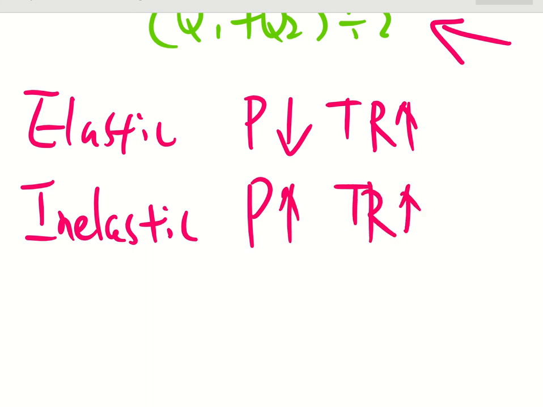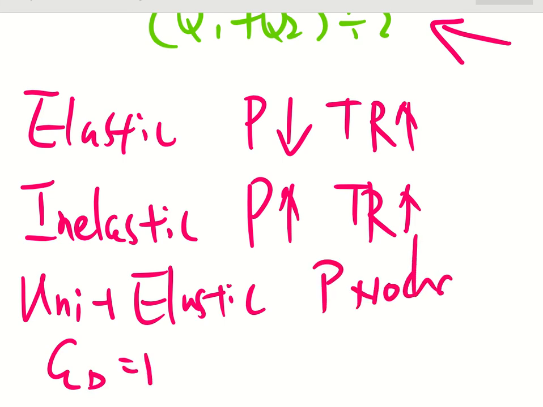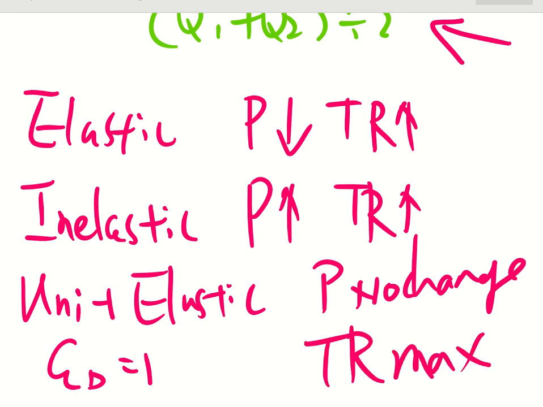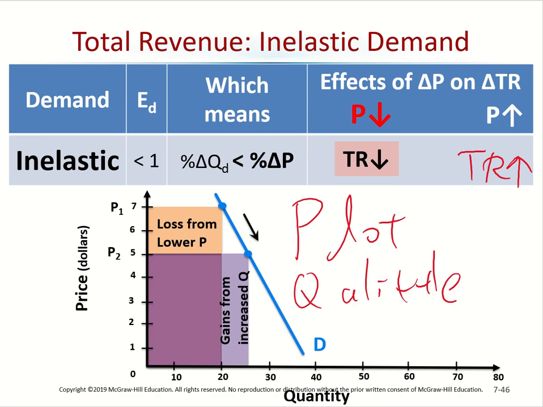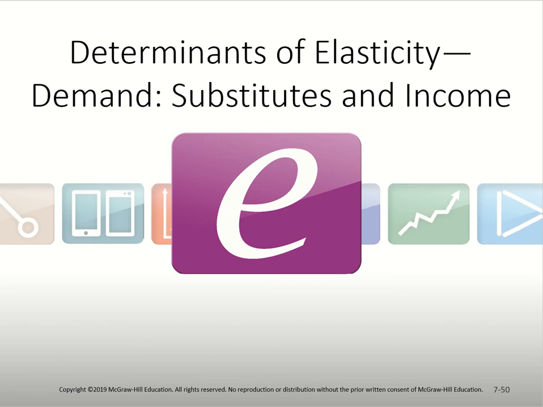Now, notice I haven't said anything about unit elastic. Whenever the demand is unit elastic, that means elasticity of demand equals 1, then do not change price, because your total revenue is already maximized. So price, no change. Again, at unit elastic, total revenue is maximized. Don't change anything.